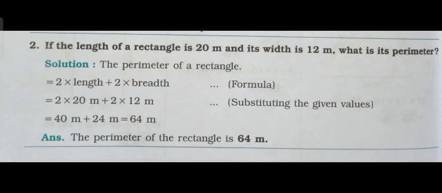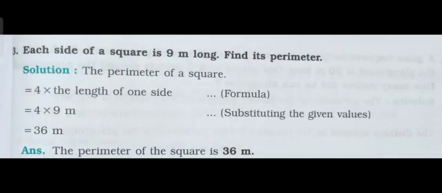Okay. The third one: each side of a square is 9 meter long. Find its perimeter. Now what they have told is each side of a square. A square means what perimeter you are supposed to find out? You are supposed to find out the perimeter of a square. Okay, so each side of a square is 9 meter long.